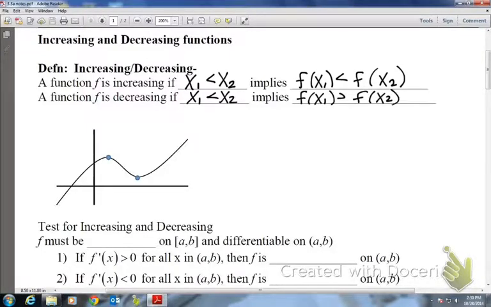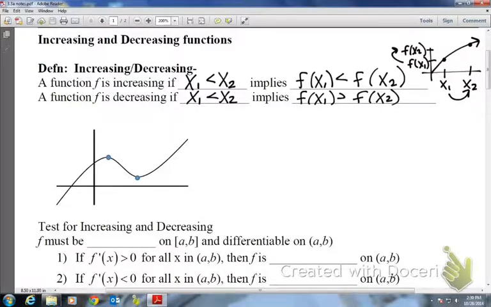So here's some little pictures to kind of get your brain thinking about this, and you can draw them over here in the margin. So if this is x1 and x2, and this function is increasing, if we look at this point here and this point here, this would be f of x1, and this would be f of x2. So you can see that x1 is in fact less than x2, and f of x1 is in fact less than f of x2. So that means that this is increasing.